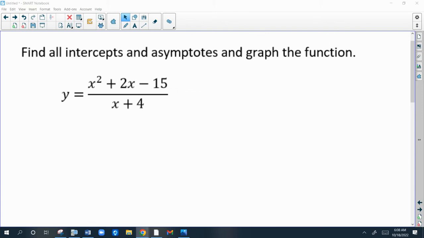Let's graph this rational function. So we're going to find the intercepts and asymptotes, and hopefully that's enough for the graph. If not, we're going to have to find some additional points. But let's start with intercepts.